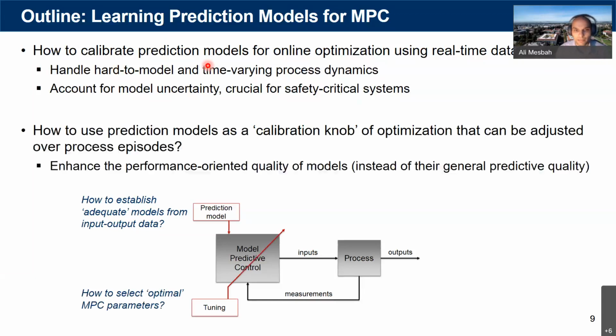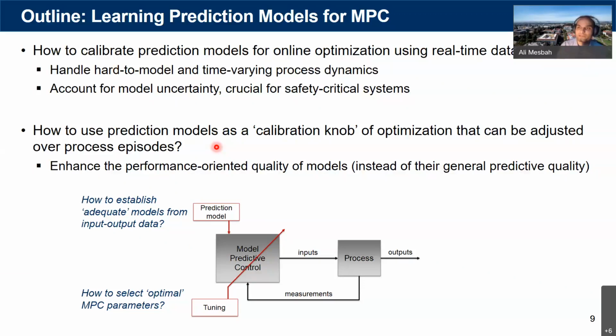The other topic that we'll be discussing today is how we can treat these prediction models, the underlying prediction models of these optimization-based controllers, as a parameter, as a calibration knob that can be adjusted over process runs, over process episodes, in order to enhance the quality of these models.